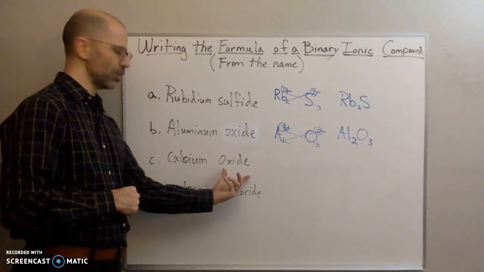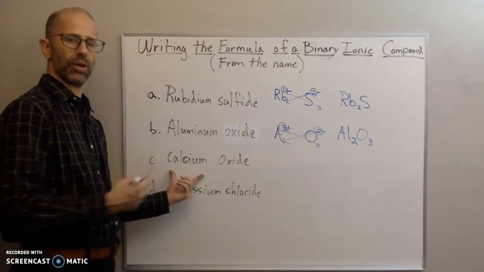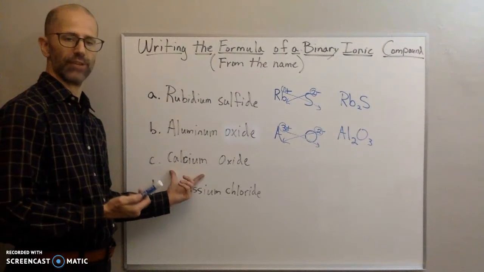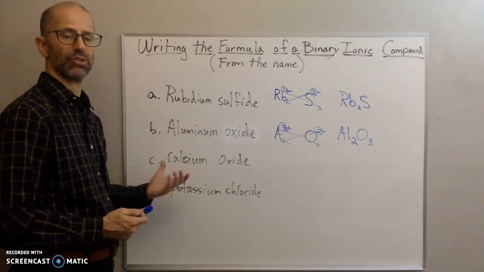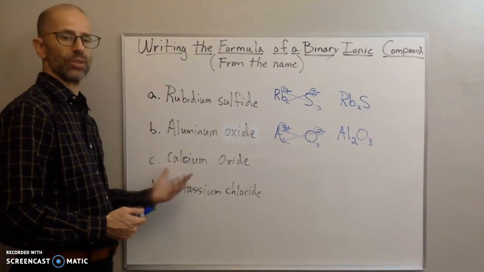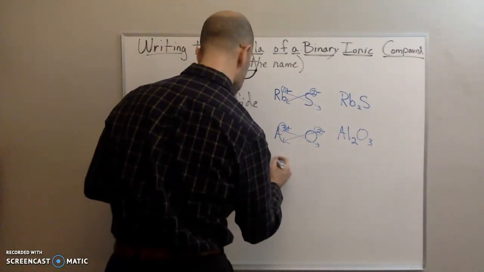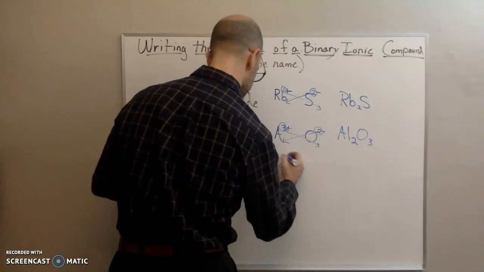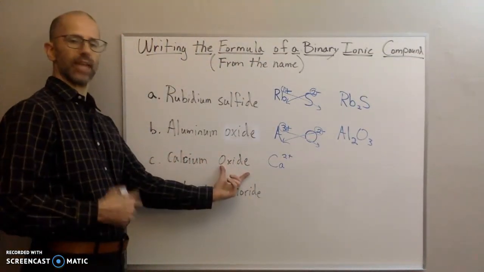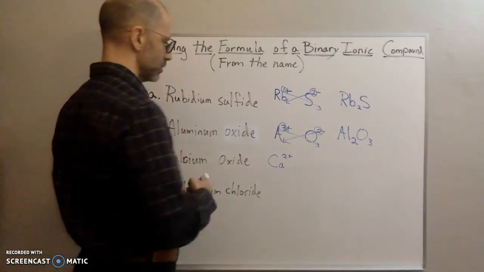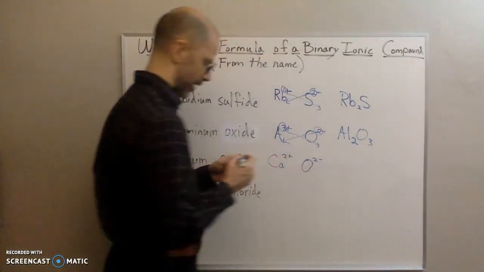So calcium oxide. The first name, calcium, comes from the calcium ion, which is the calcium element. Look that up on your periodic table. You find it's in group 2A, so it's got a +2 charge. So we're going to write that down: Ca2+. Same for oxide, same as before. Oxygen is going to be 2- again.